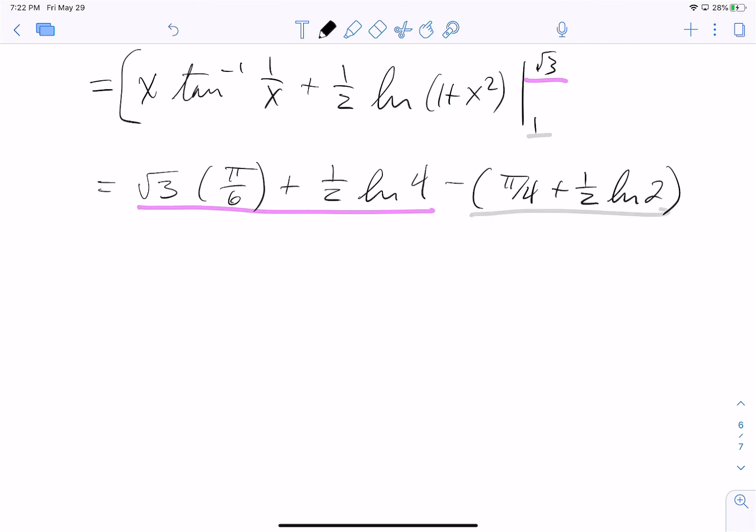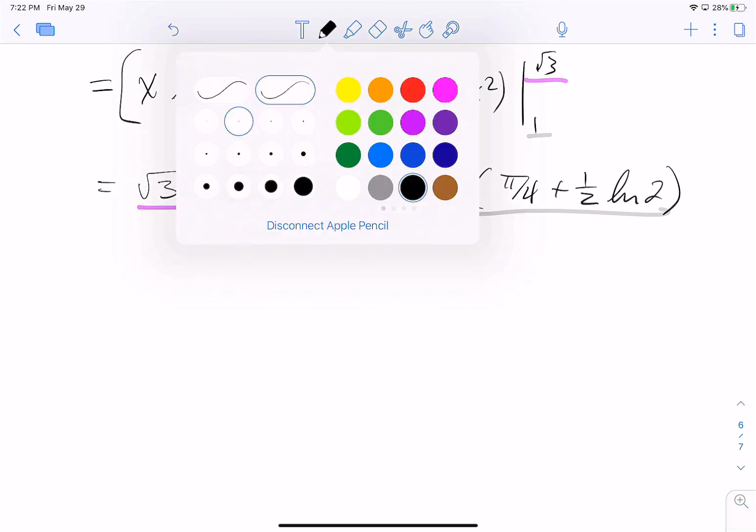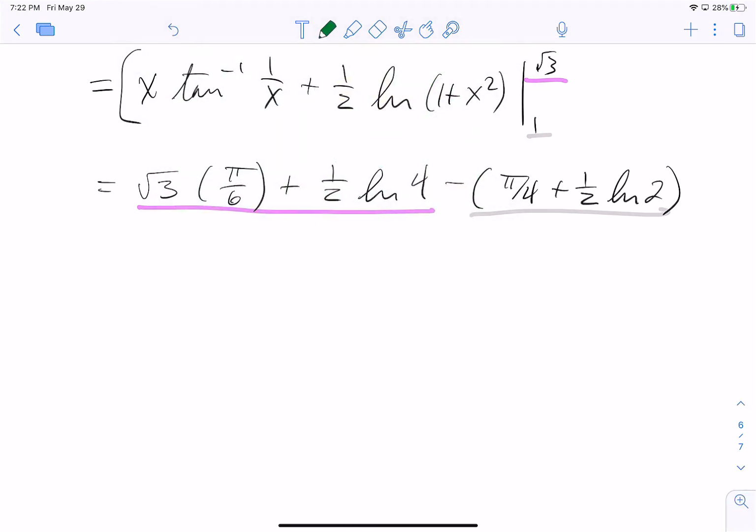Now this looks pretty messy, but we can simplify it just a little bit here. 1/2 times the natural log of 4 is the same thing as the natural log of 4 to the 1/2, which is actually the natural log of 2. So we, believe it or not, have like terms. Natural log of 2 minus 1/2 times the natural log of 2. That's going to give us 1/2 times the natural log of 2. You could write it as natural log of 2 to the 1/2 or even square root of 2, but generally it's fine to leave the 1/2 out front.